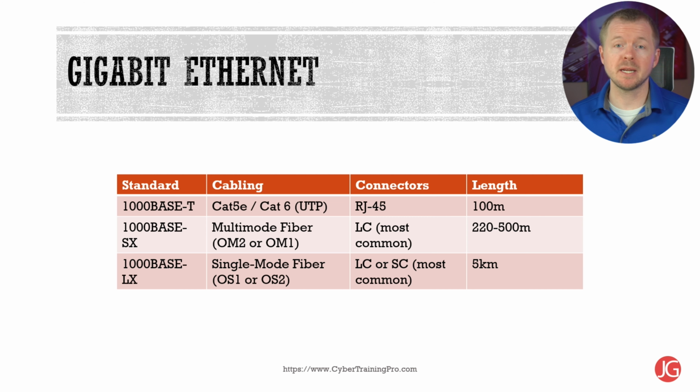Two other versions of gigabit Ethernet include 1000 base SX, which uses multi-mode fiber optic cabling with LED lights transmitting that signal, and they can reach cable lengths of 220 to 500 meters. Typically, the cable connector used is the LC version. We have 1000 base LX, which is the long distance carrier for gigabit Ethernet. It uses lasers to go up to 5 kilometers and potentially longer with repeaters.